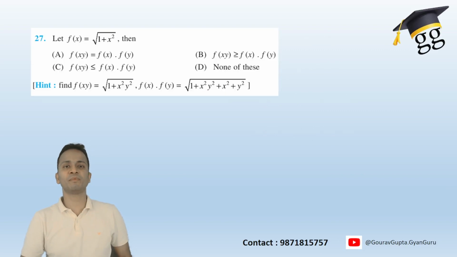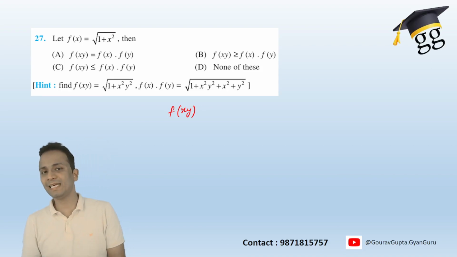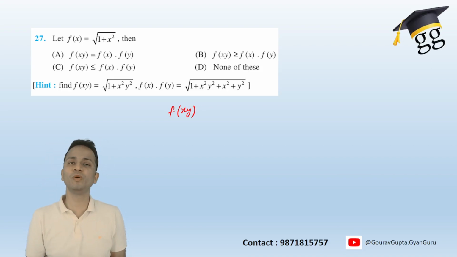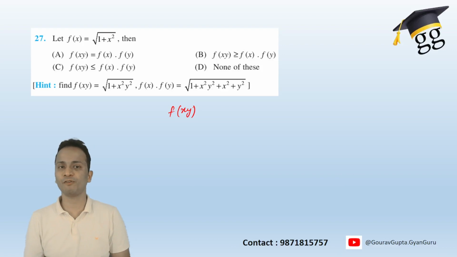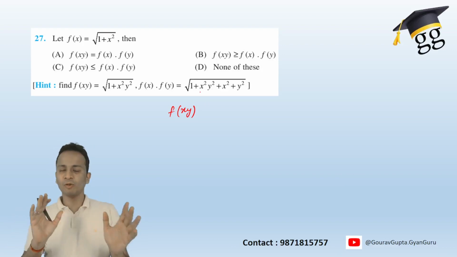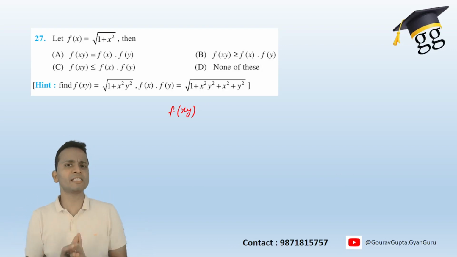Let's look at question number 27. Once again, a multiple choice question. Here the function is given, f(x) is defined as under root of 1 plus x square. Now you have to find out if f of xy will be equal to, less than or equal to, or greater than or equal to f of x multiplied by f of y. I'll calculate both the left hand side and right hand side separately.